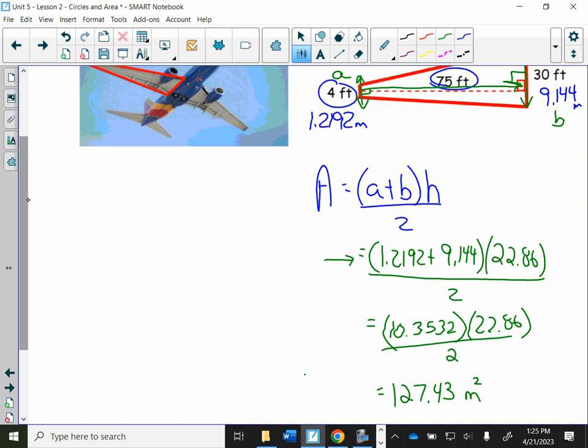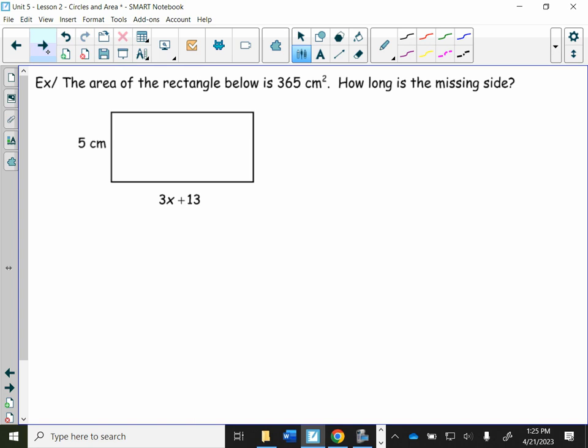Okay, last question. Let's see if we can tie this back to things we've done before. The area of the rectangle below is 365. I left rectangles for last because it's one we're most familiar with. We want to know how long the missing side is. Well, how do we find the area of rectangles? Well, I'm hoping we don't need the formula sheet for this one. It's the length times width.